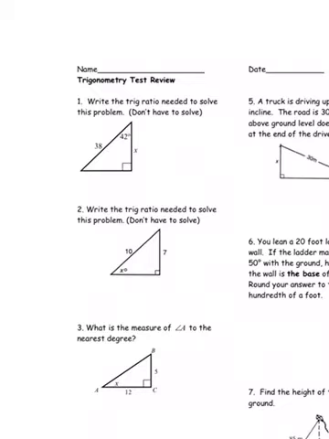Number one, write the trig ratio needed to solve this problem. We start all of our trig problems off the same way. We have an angle, and we have to identify opposite, hypotenuse, adjacent. The adjacent has something, hypotenuse has something. Those are the two sides I need. Adjacent and hypotenuse is cosine.